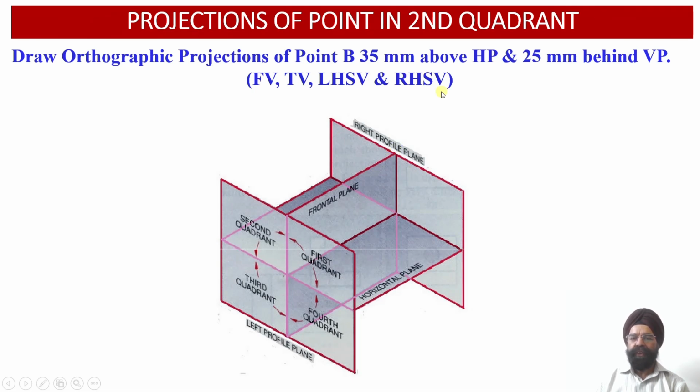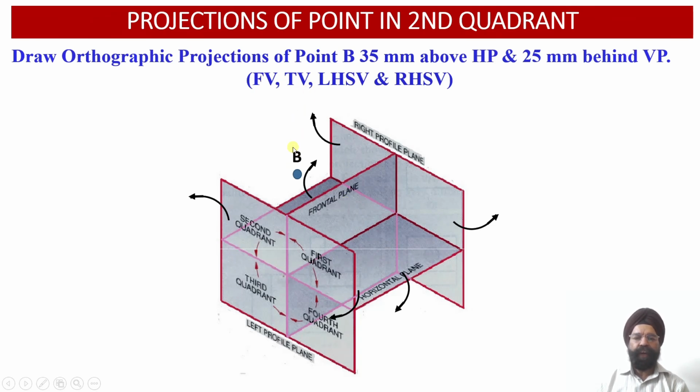Now we can check whenever an object is available in quadrant number 2, we will observe that the object will be lying above the horizontal plane and behind the vertical plane. So this is the spatial location of the object or the point in the second quadrant. And whenever we are going to look at this object from the front view orientation, then the front view orthographic projection of this point will be available on the vertical plane.